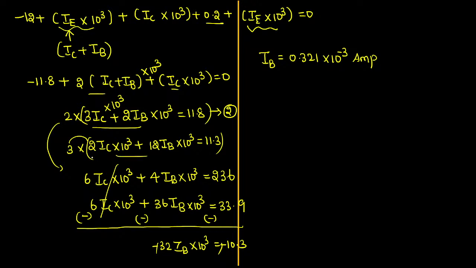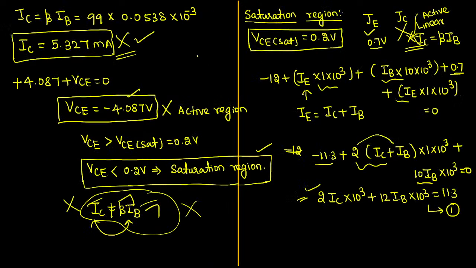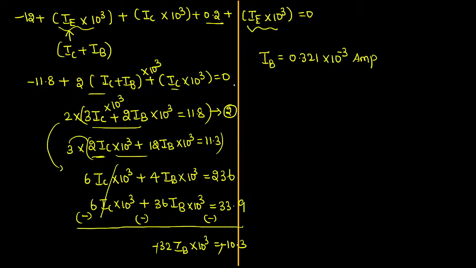So let me take equation number 1. Already we decided, no? This one: 2IC + 12IB = 11.3. See there, I'm getting 2IC plus 12 IB. We know both are multiplied by 10 power 3. That is correct. We know both will be multiplied by 10 power 3 equal to 11.3, right?